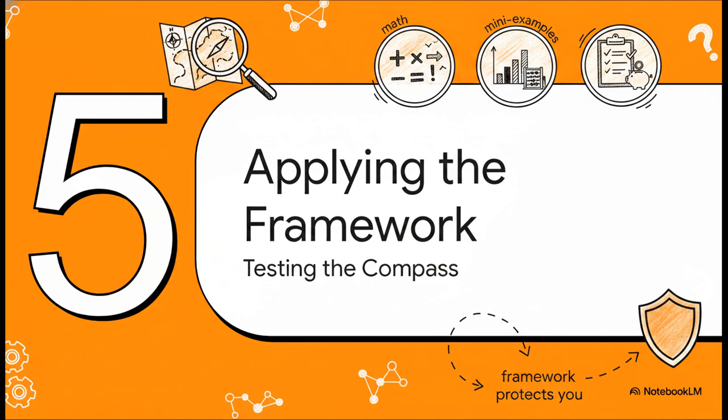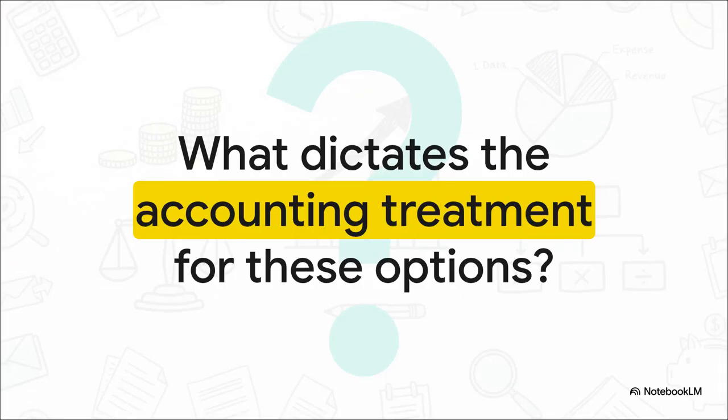Section 5. Applying the framework. Field testing the compass. All right, let's field test this compass with Scenario 1. Alpha Corp grants stock options to a non-employee consultant, but the contract explicitly stipulates that the options only vest upon the successful delivery of a custom CRM platform. So, what dictates the accounting treatment here? Now, I know accountants love math, but put your calculator down for a second. Notice how this situation requires a strict interpretation of the contract terms before any numbers can even be crunched.